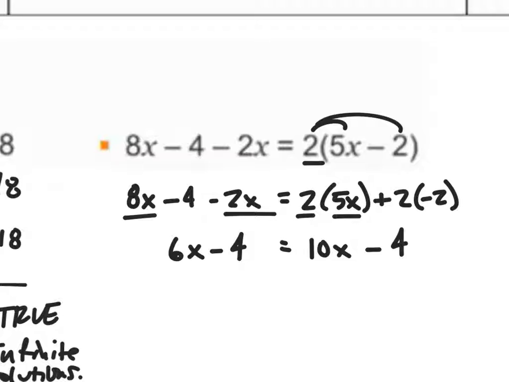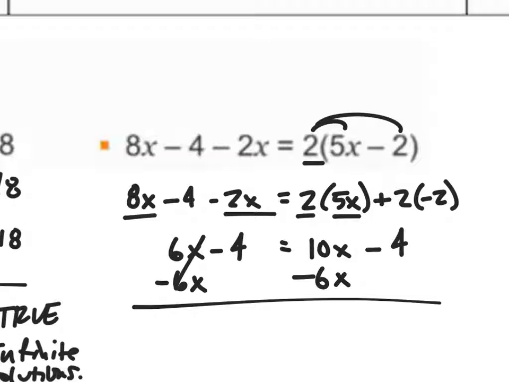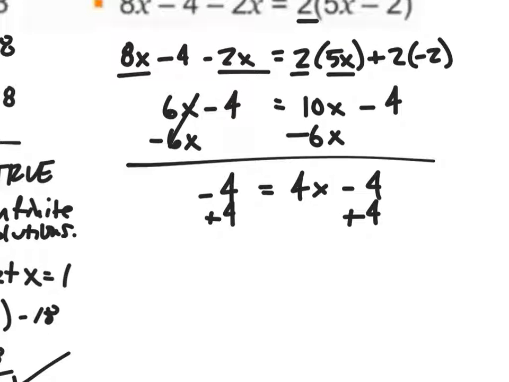Now notice over here, we have different variable terms, but our constant terms are the same. Oftentimes this will confuse you as well. But let's go ahead and do this. I'm going to move my 6x over to the right side, so I'm going to subtract 6x on both sides. So I've got negative 4 is equal to 4x minus 4. Now I'm going to add 4 to both sides, and check out what I get.